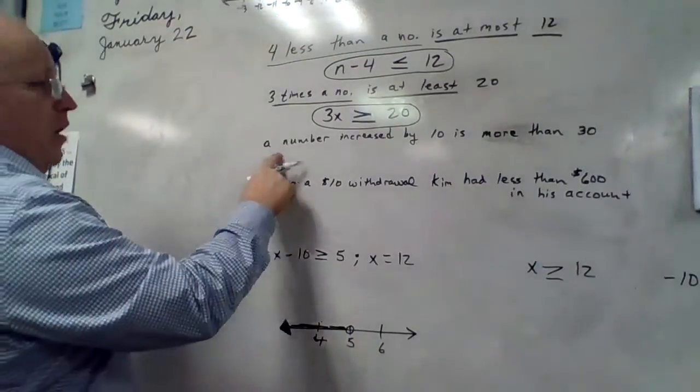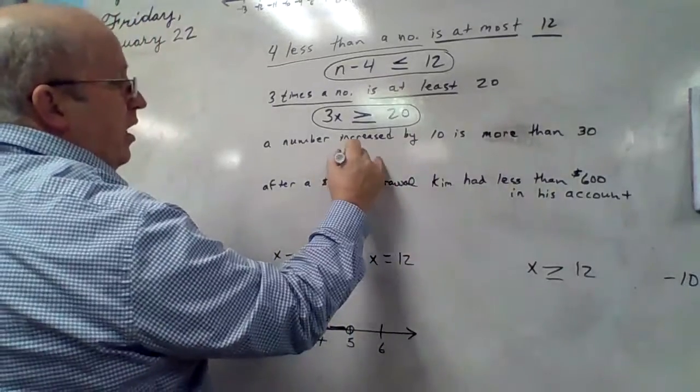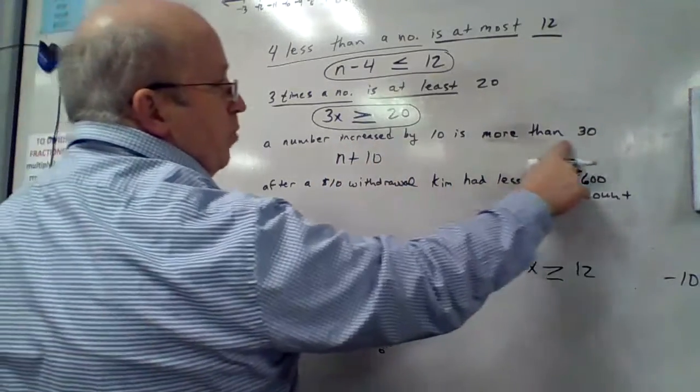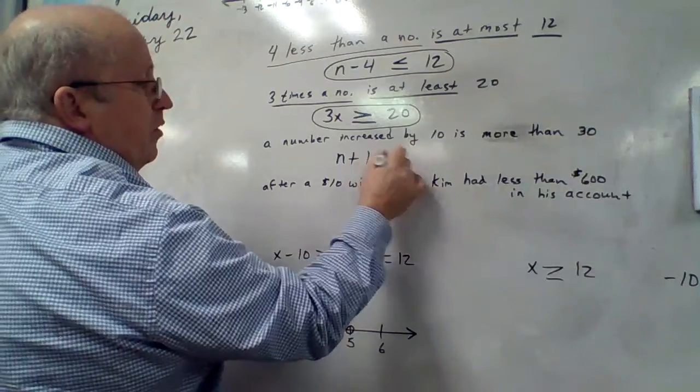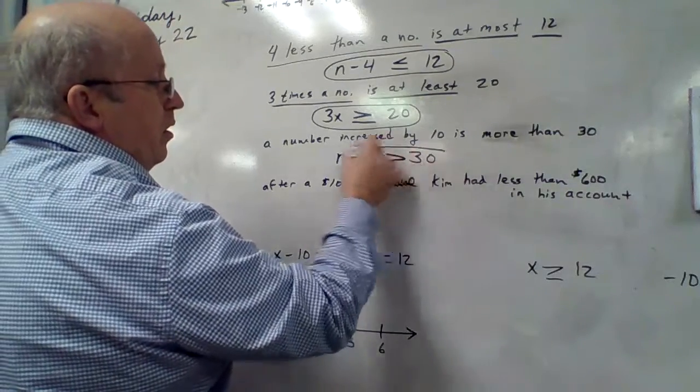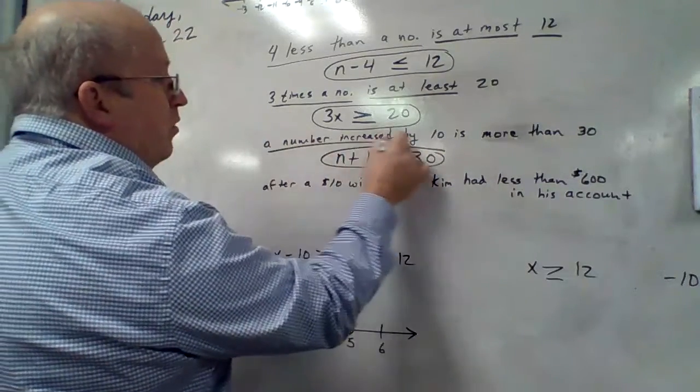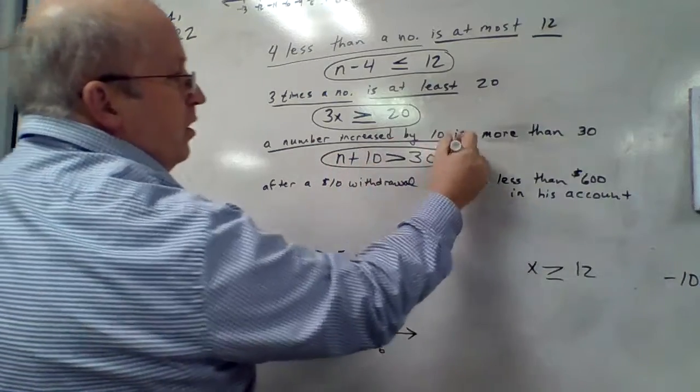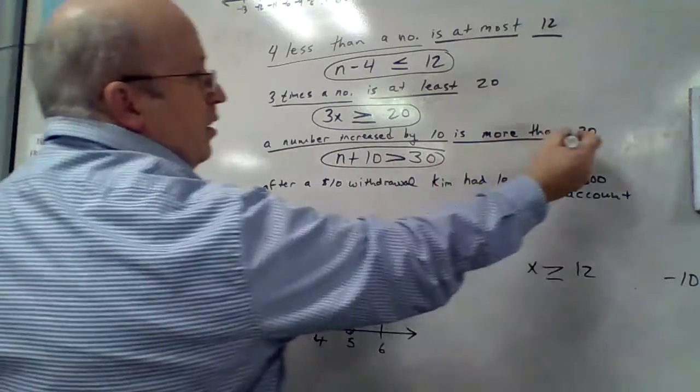Next one. A number increased by 10, isn't that n plus 10? Is more than 30, is more than, that would be greater than 30. Done. A number increased by 10, n plus 10, is more than, greater than 30.